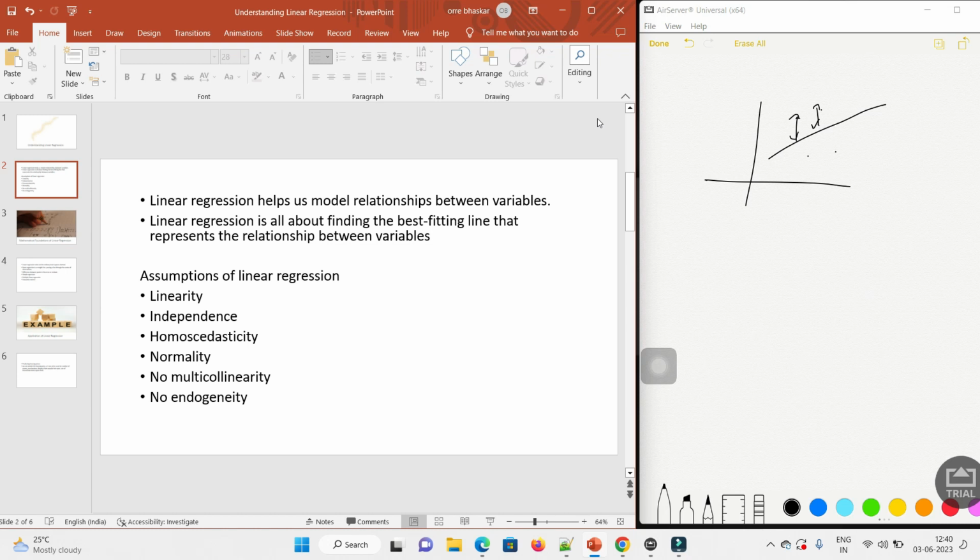Next assumption, normality. The error terms or residuals should be normally distributed. This assumption assumes that the distribution of errors follows a bell-shaped curve around zero. The deviation from normality may suggest the presence of outliers, influential points, or a mismatch between the assumed and actual data distribution. That means these are our errors, right? If you plot the errors, they should be normally distributed. So the errors should follow a normal distribution.